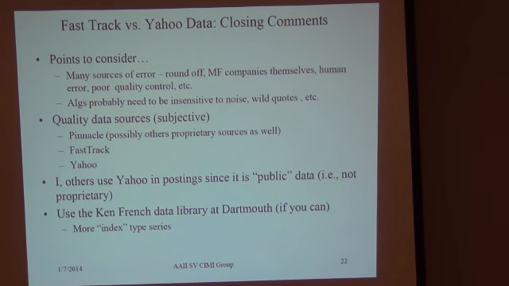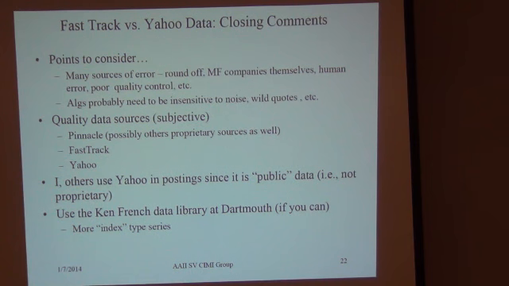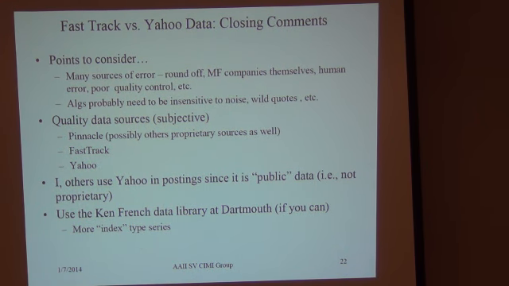So points to consider, and again, the first set here really come from John. There are lots of sources of error, round off. The mutual fund companies themselves don't necessarily have good pricing. There are human errors, there's poor quality, there's no quality control per se, etc.